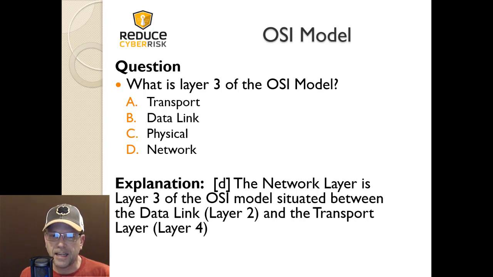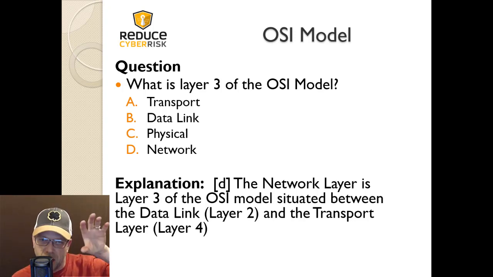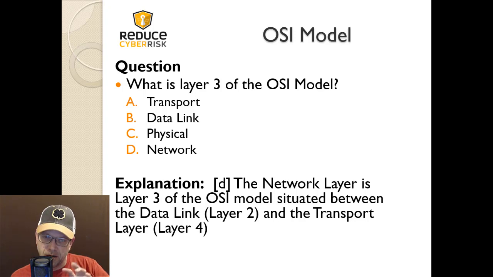The network layer is the layer 3 of the OSI model, situated between the data link, which is layer 2, and the transport layer, which is above that. Okay, that is the different layers of the OSI 7-layer burrito. Layer 3 of the OSI model is the network layer. All right.